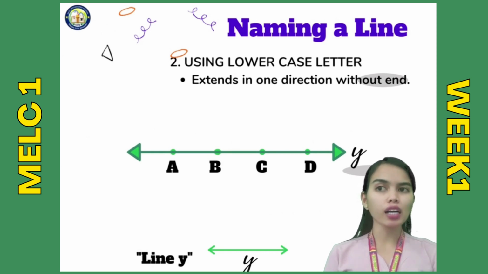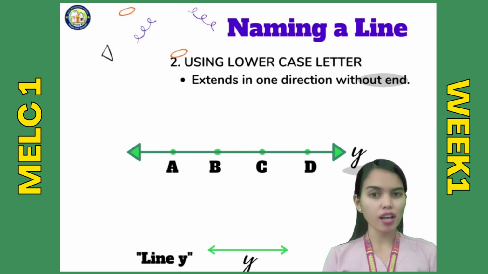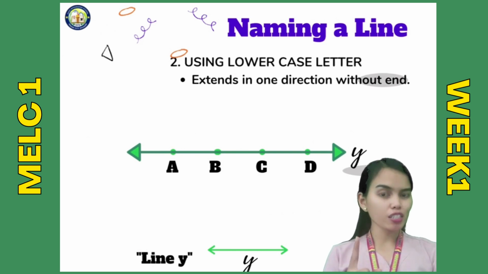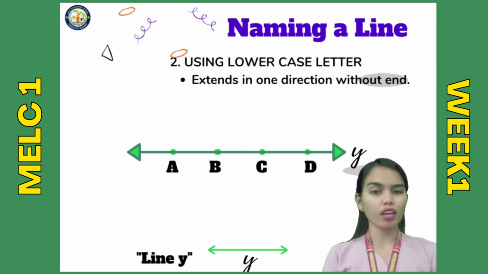So pwedeng hindi na capital letters ang gamitin mo as the name of the line. Pwedeng small letter na. Pero hindi pwedeng maging points ang small letter na Y. Okay? Ito ay pangalan lamang ng line. So this is another way on how to name a line. The first one is by using capital letters. The other one is by using lowercase letters.